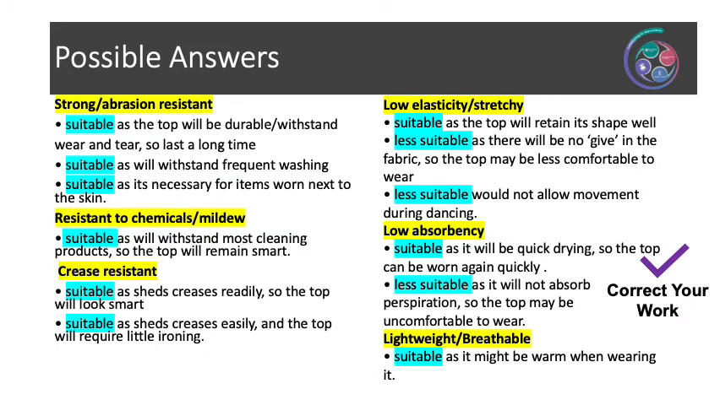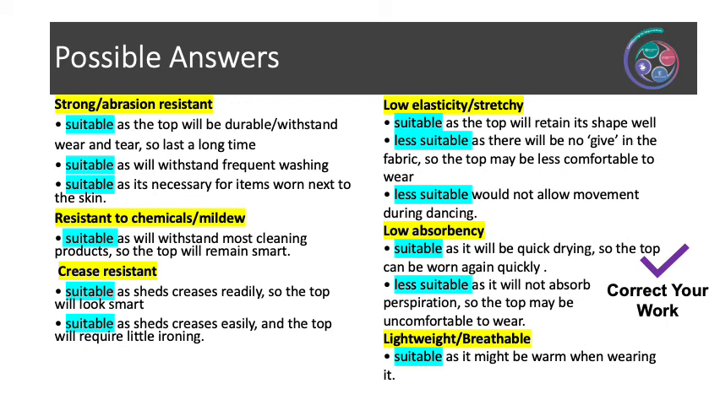So here are some possible answers that you could have come up with. To make it easier to see, I've highlighted the judgments in blue, and I've highlighted the properties that you could have chosen in yellow. So, for example, one of your answers could be that polyester was suitable. And if you were using the fact that it's abrasion resistant as your property, you could mention as the top would be durable and withstand wear and tear, so it would last a long time.